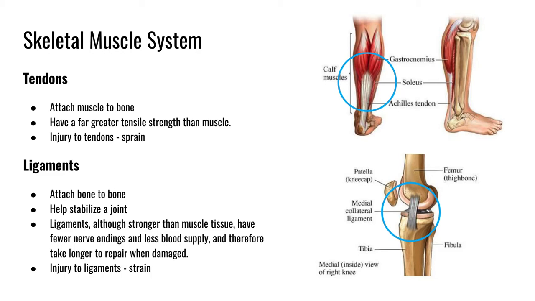So our skeletal system and our muscular system work very closely together in order to create movement. And they're held together by two different things: tendons and ligaments. Tendons are attached from bone to muscle, and ligaments are attached bone to bone. Tendons are the ones that help move your bones, and ligaments are what stabilize your joints.